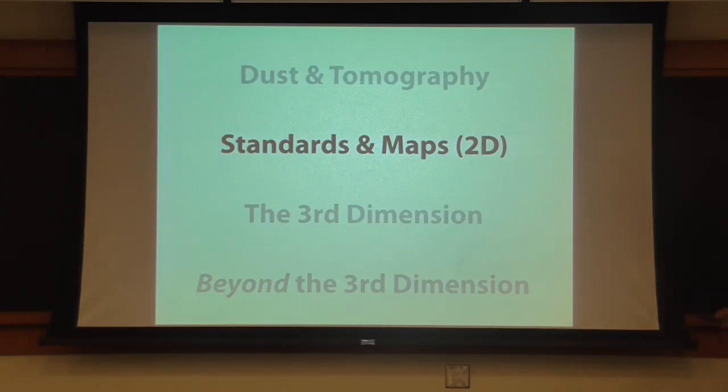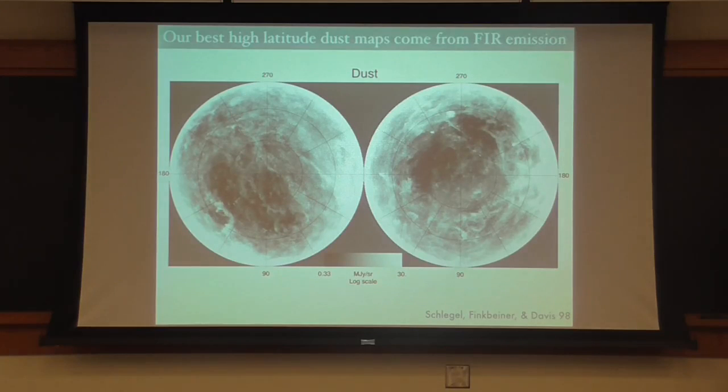Now I'm going to start on standards and maps. So what can we do with tomography in just 2 dimensions? Trying to reconstruct a single plane. How much dust is there between me and infinity? I haven't talked about this much, but the classical way you build these dust maps, which is critical for cosmology, is to look at the far infrared emission from dust grains. The dust grains are suffused inside a radiation field that comes from stars. Those stars heat up the dust grains, usually in the ultraviolet or optical, and then the dust grains re-radiate in the far infrared.